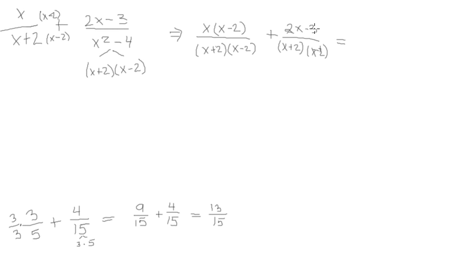So when I distribute in the first fraction, x times x is x squared, and then x times a negative 2 is going to be minus 2x, and then from my second fraction I have plus 2x minus 3. I combine like terms, and actually my middle terms here cancel, and so I have x squared minus 3, and that is over my common denominator of x plus 2 times x minus 2. And so that is my answer.